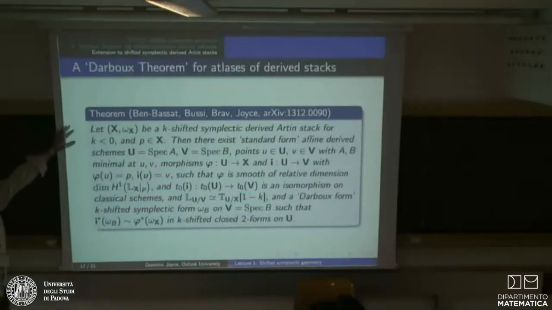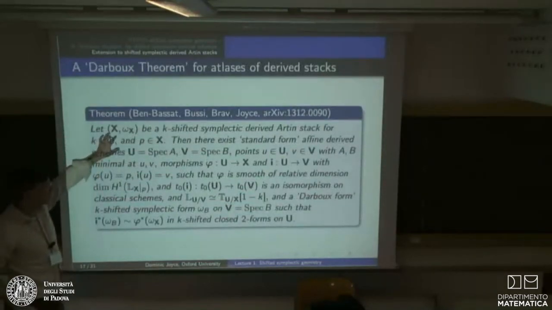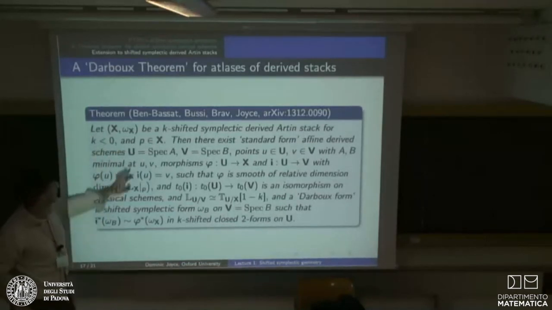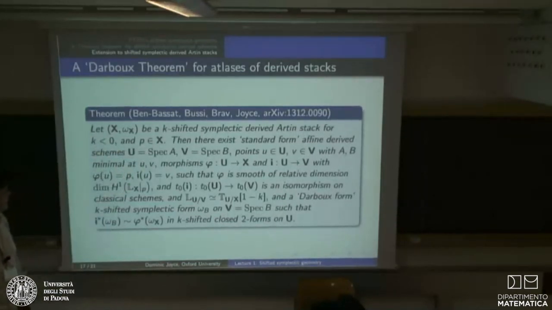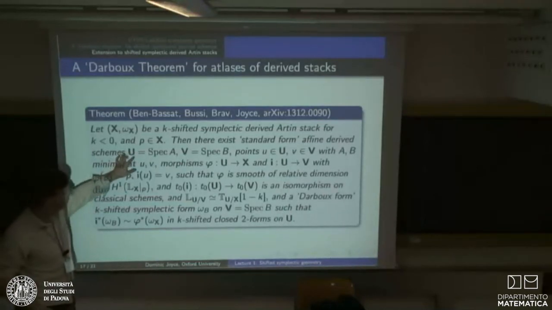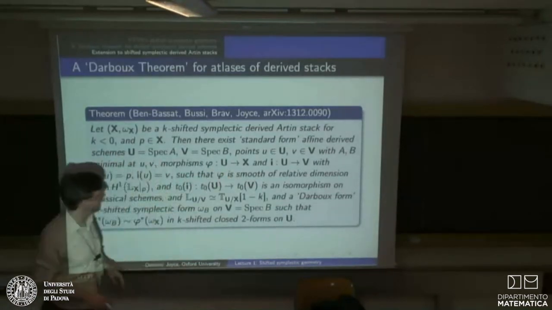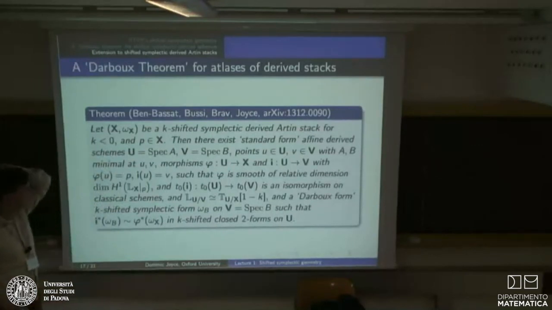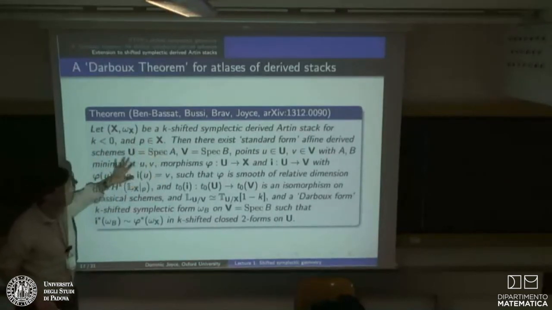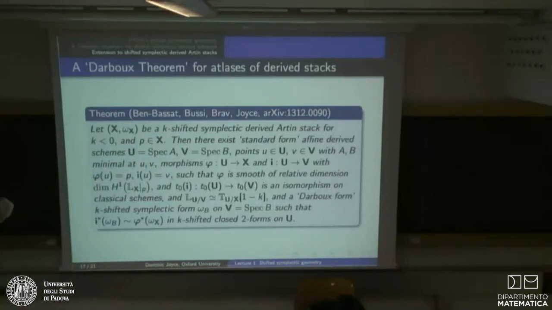So then the theorem says that if you have a k-shifted symplectic derived Artin stack, so k is strictly negative, and a point in X, then, well, this is a bit complicated, basically U is a smooth atlas for X, with a map phi from U into X. I can give you a kind of standard form for U in terms of Spec of A for A some CDGA.